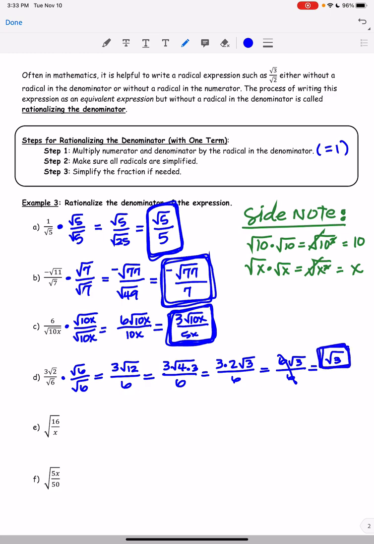Again, notice, even though I have a multiple of 3 in that radical, you can't do anything with that. We couldn't have divided right here 12 divided by 6. Doesn't work like that.